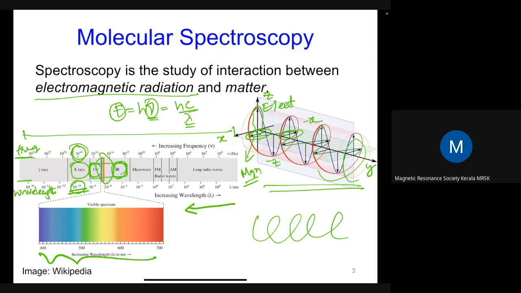IR radiations are not visible to the human eye, but you can actually feel it. You can perceive it in terms of heat. Whenever you leave an iron box out, when you go close to it, you will be able to feel the heat radiations that are present. So those are also used in spectroscopic ways to analyze a given molecule. Microwave, I'm sure, has also become an everyday commodity in all our houses, where we use it to heat the food that we eat.